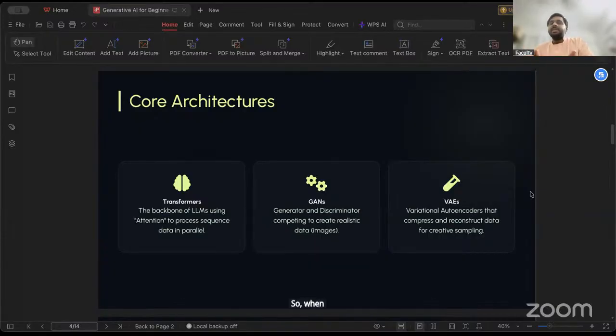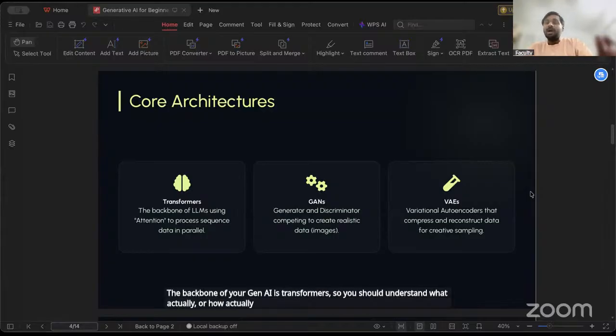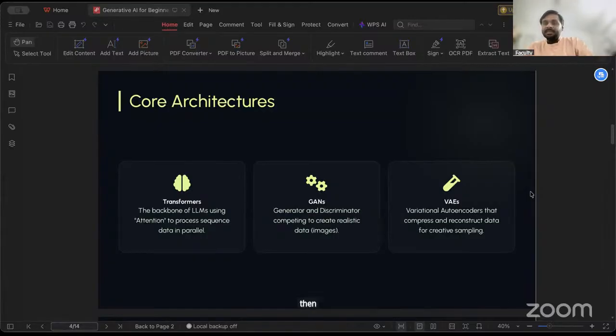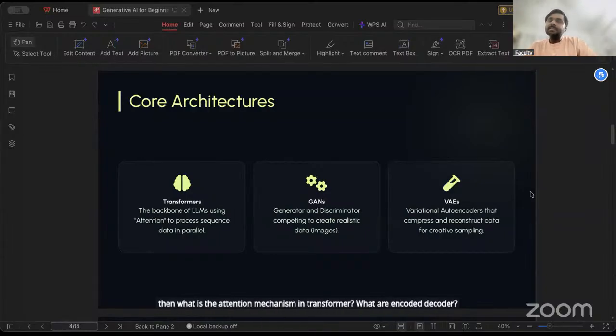When this Gen AI concept was conceptualized, first of all, the foundation was laid with the transformer. Ideally, the backbone of Gen AI is the transformer. So you should understand how exactly the transformer works. Then what is the attention mechanism in the transformer? What are the encoder and decoder? And then further you can go for Gen AI. Now, whether you should be stuck with Gen AI itself, no.